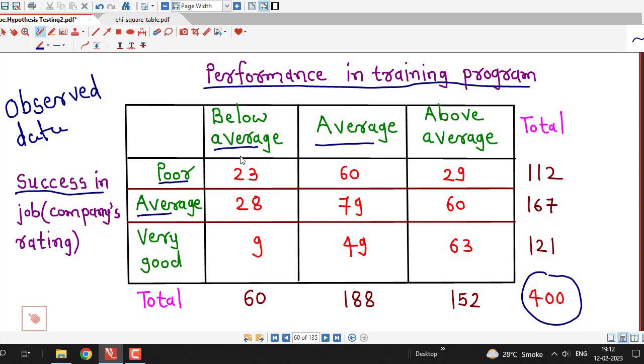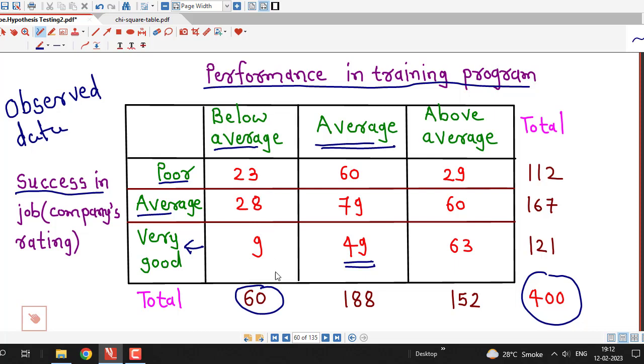We can say that there are 23 employees whose performance is below average and whose success in job is poor. Similarly, there are 49 employees whose performance in the training program is average, and similarly there are 49 employees in this category, very good success. In this way we can interpret all these results, and this is the total for the first column.